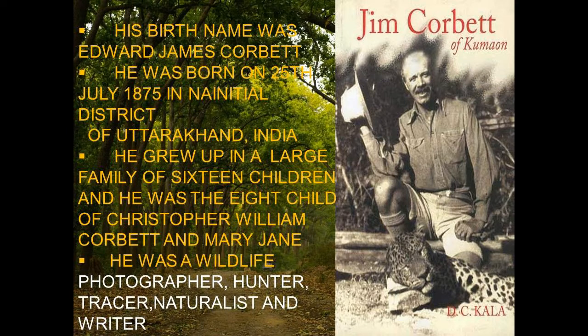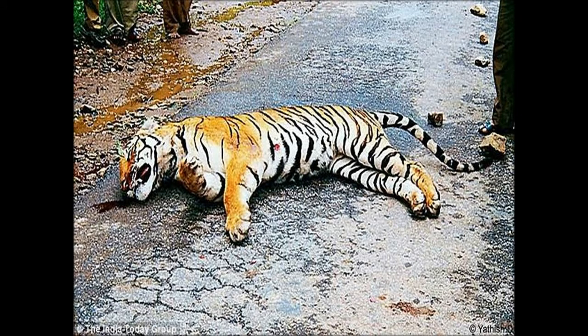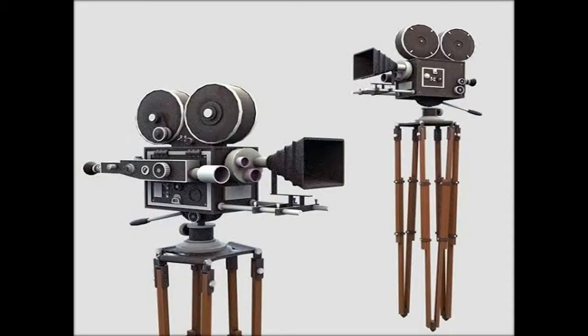He grew up in a large family of 16 children and he was the 8th child of Christopher William Corbett and Mary Jane. He was a wildlife photographer, hunter, tracker, naturalist and writer. Jim Corbett killed more than 50 tigers, 250 leopards and many other wild animals during his early days of hunting. And later Jim Corbett used to shoot the tigers and other wild animals with his cine camera.